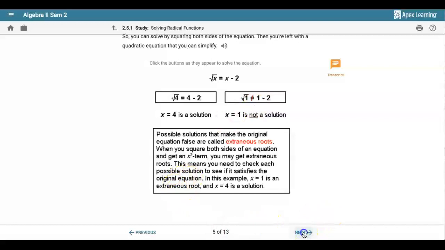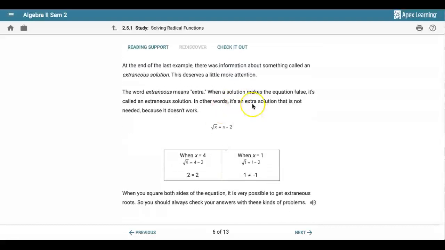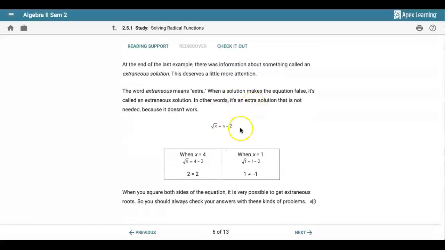So moving forward, looking a little bit more at extraneous solutions. Extraneous, extra, you can see the word extra in there, so hopefully that's easy for us to remember. And again, it's when it makes the equation false. So it's an extra solution that is not needed because it doesn't work.